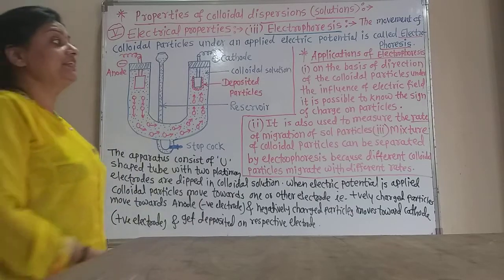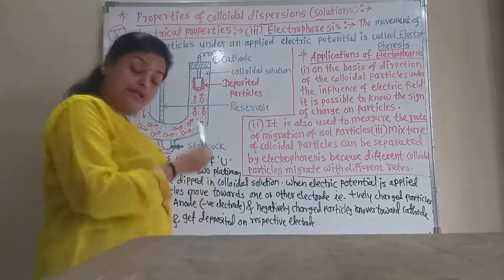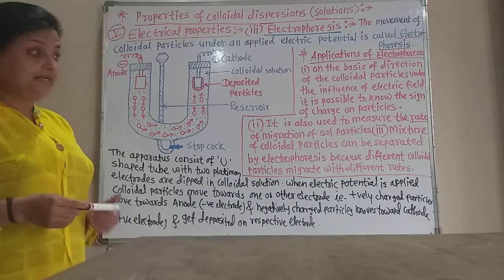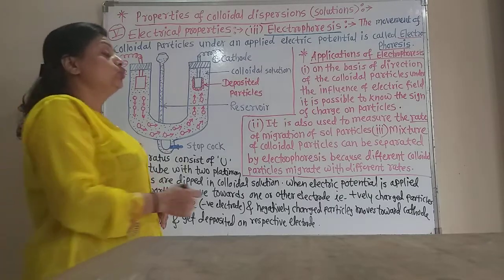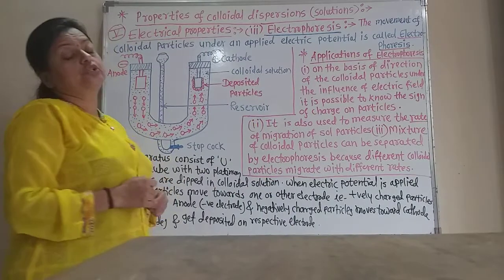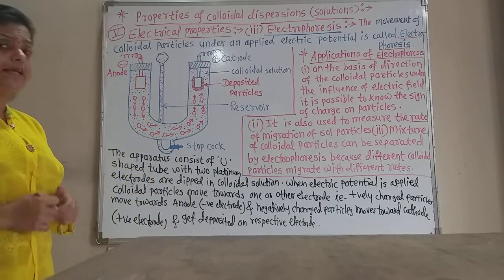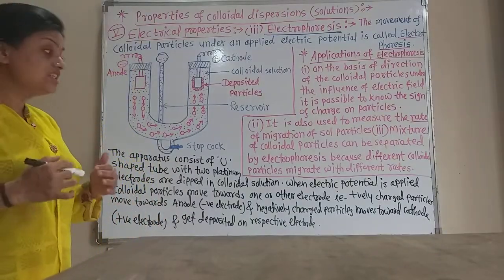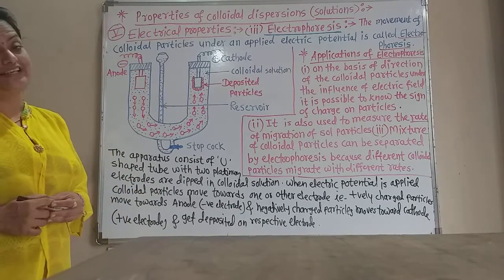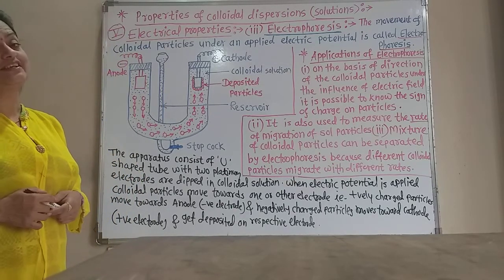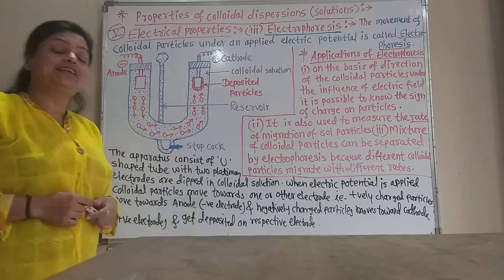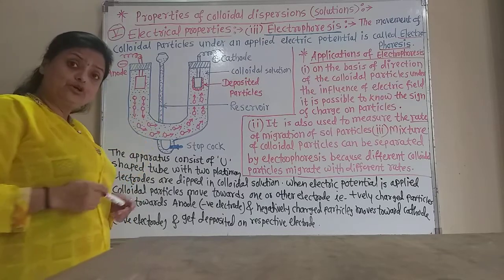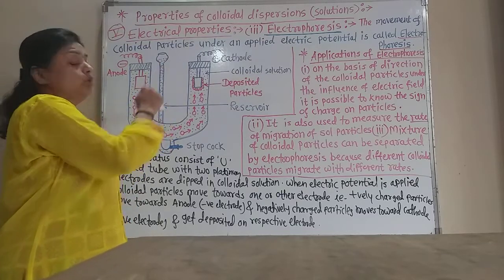So the first application is on the basis of the direction of the colloidal particles. In which direction the colloidal particles migrate under the influence of the electric field, it is possible to know the sign of the charge on the particle. And the second application is that electrophoresis is used to measure the rate of migration of sol particles. We can measure the rate of the sol particle also by applying the electric field between these two different electrodes dipped in the colloidal solution.